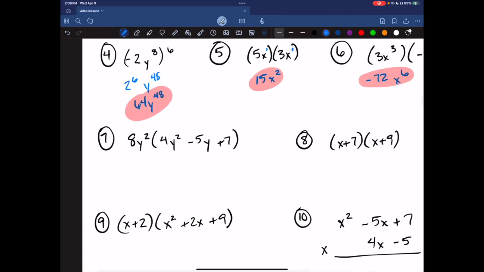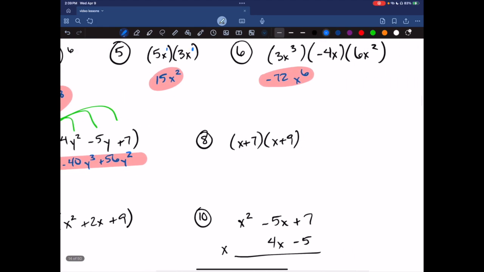All right, 7. Here, I'm going to take the 8y squared because it's only the one term, and I'm going to distribute it everywhere. So I'll give it to every term on the inside. Okay, so this is going to be 8 times 4 is 32. Y squared times y squared is y to the 4th. 8 times negative 5 is negative 40. Y squared times y is y cubed. 8 times 7 is 56. And then you've got y squared that's just going to hang out. There's nothing to multiply by, so it tags along. And then that is your answer.